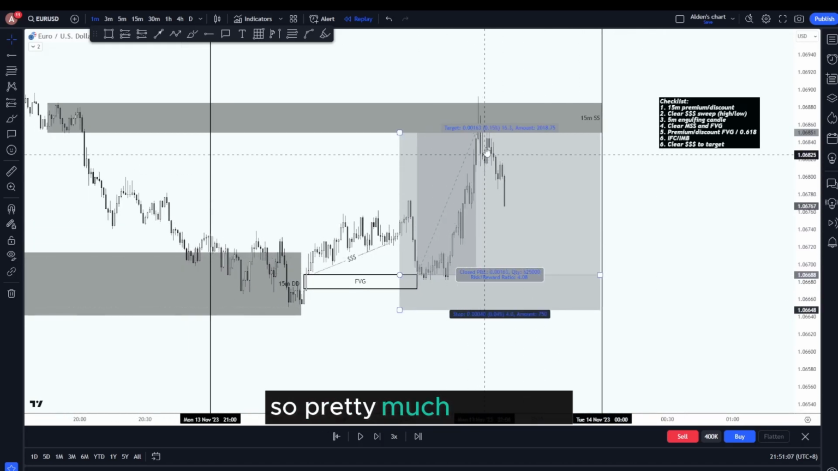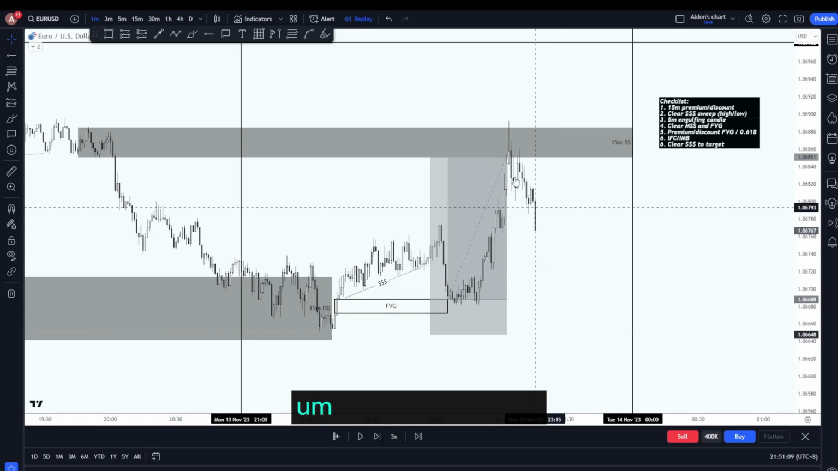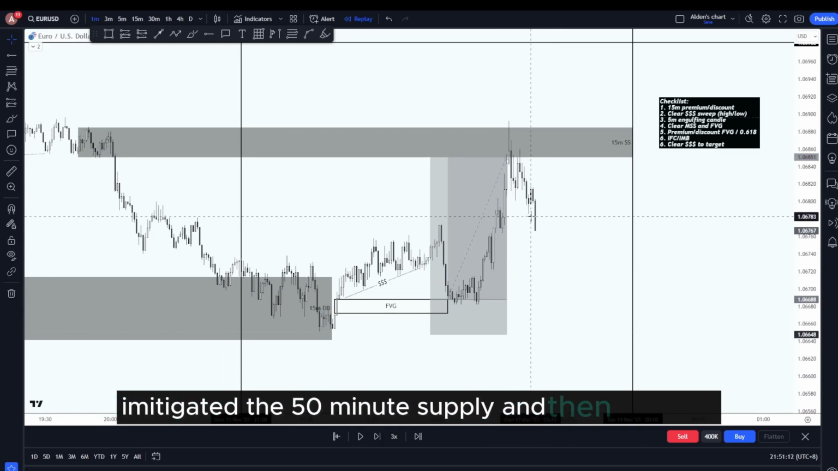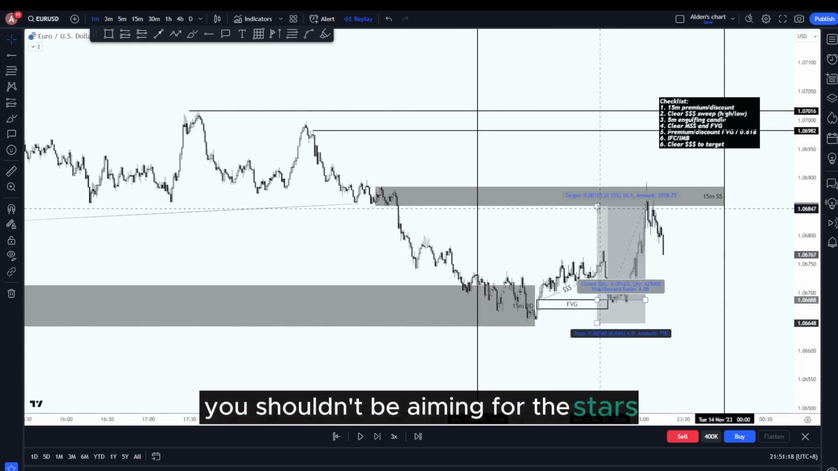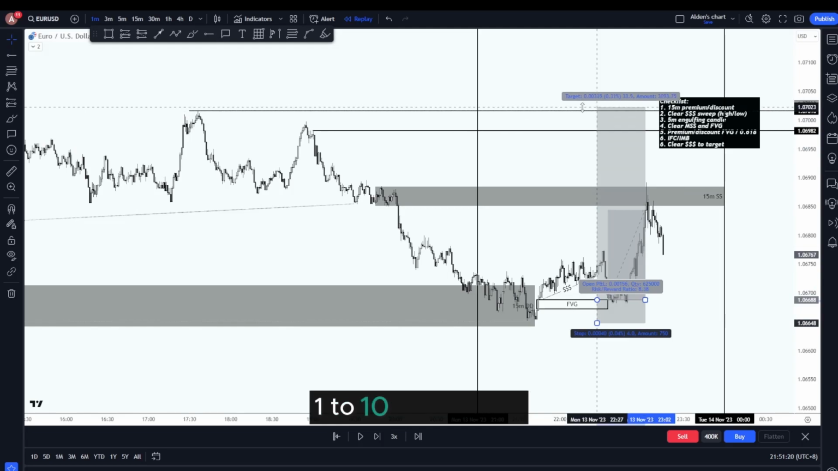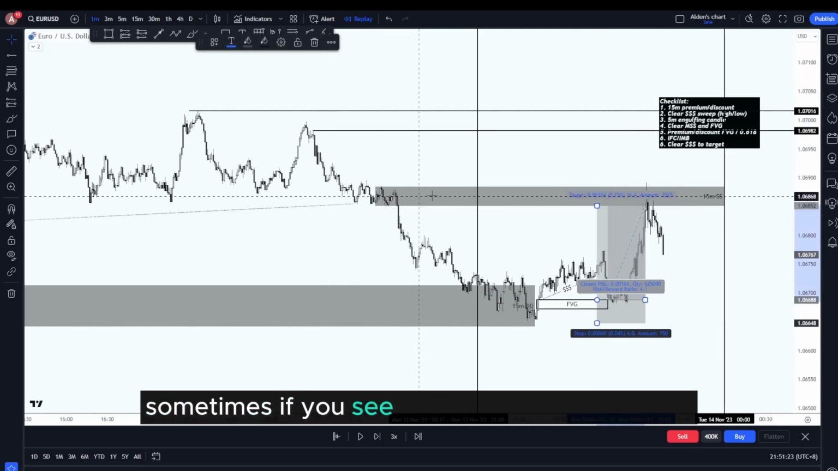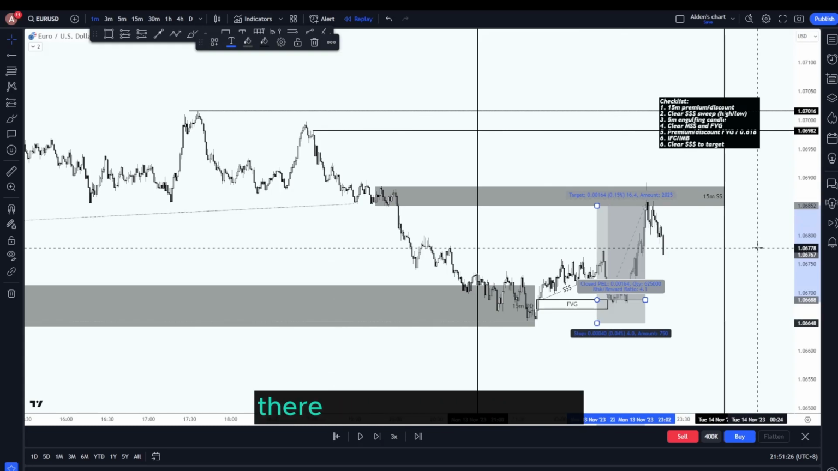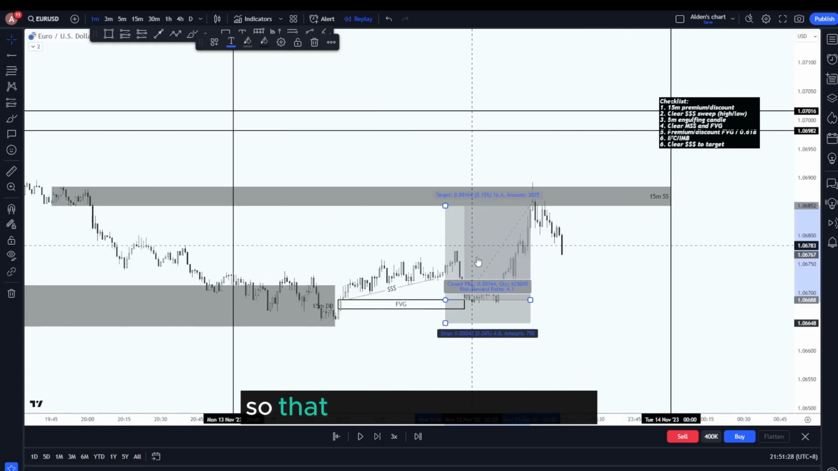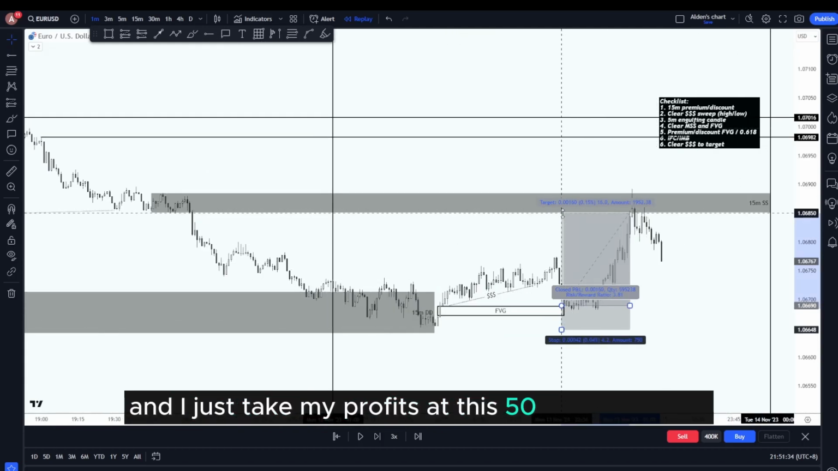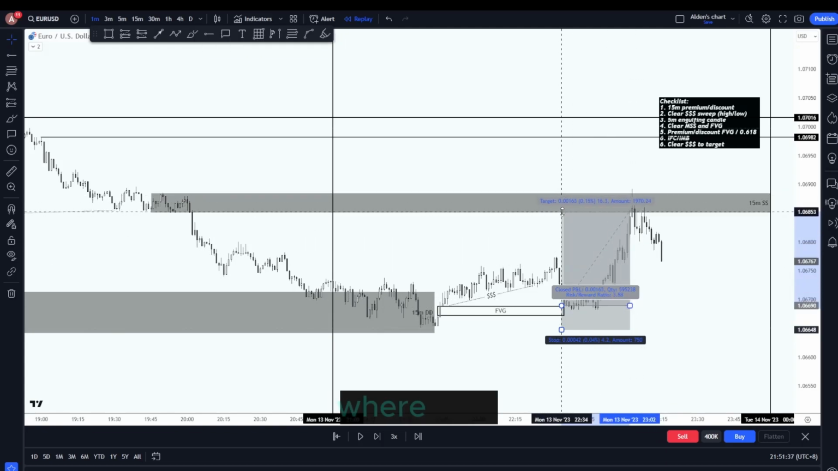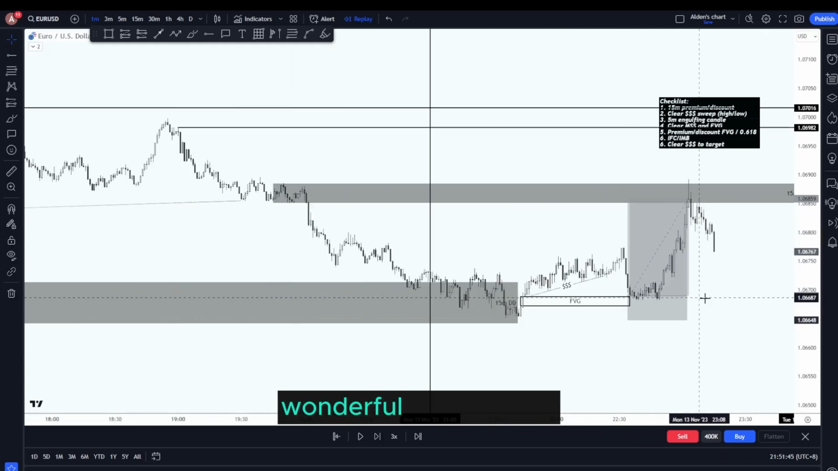So pretty much real quick, you can see it mitigated the 15-minute supply and then reversed. So these things can happen, where you shouldn't be aiming for the stars, you shouldn't be aiming for a 1 to 8, 1 to 10 all the time. Sometimes if you see a potential reversal point, it could reverse there. It's always a possibility. So that is why I took this trade, and I just take my profits at this 15-minute supply for a 1 to 4. Where was it? Around 857, 856, 86. Yeah, around here. 1 to 4 risk to reward.